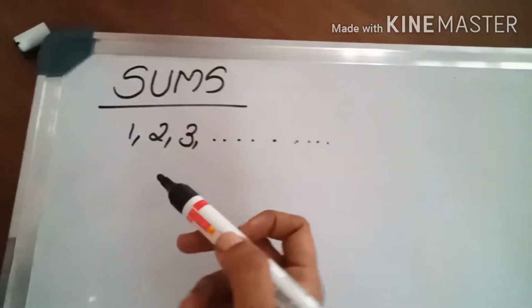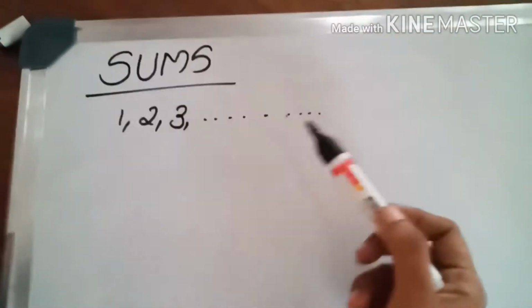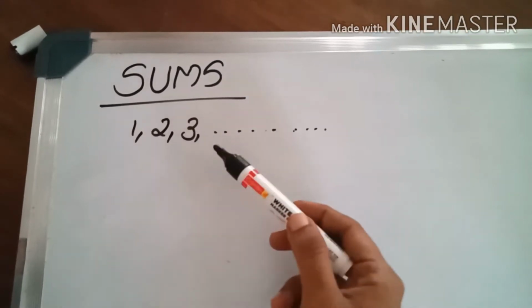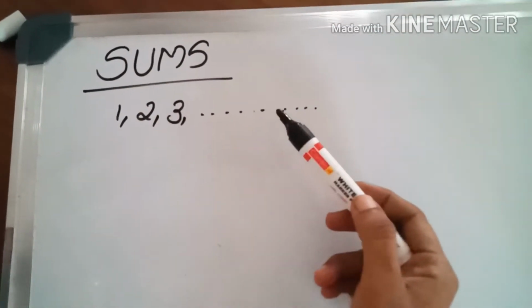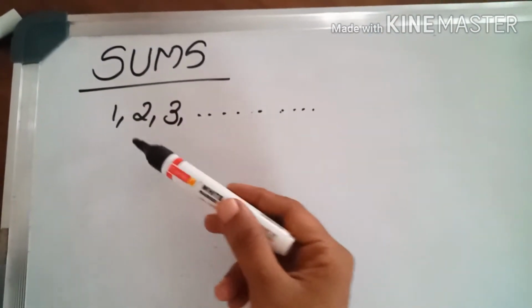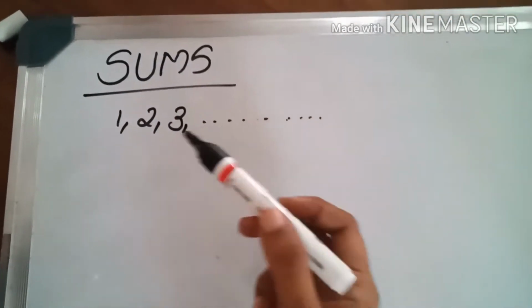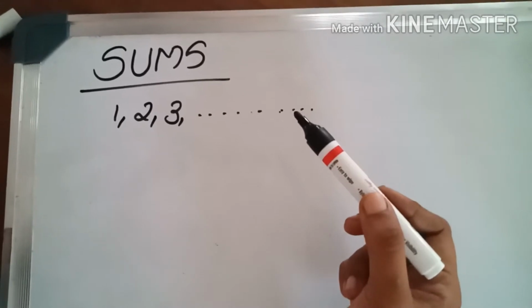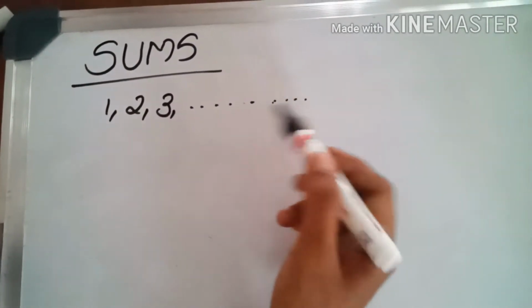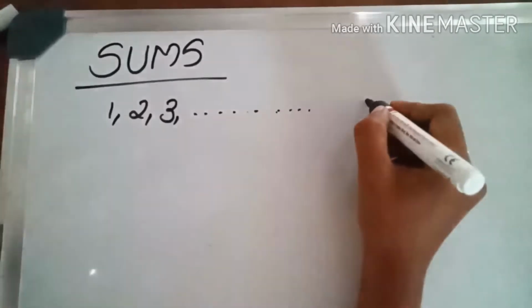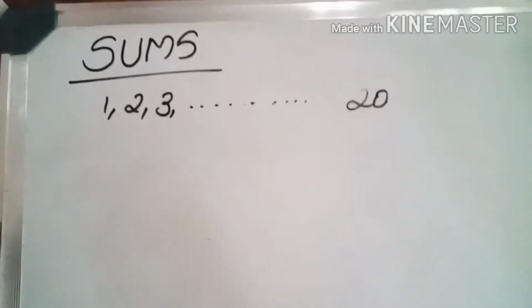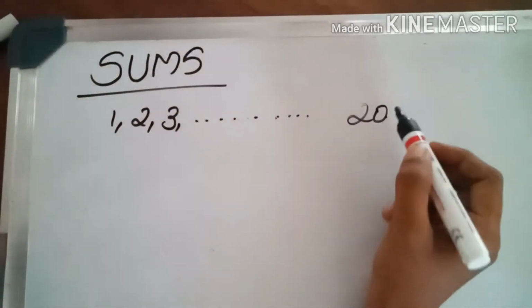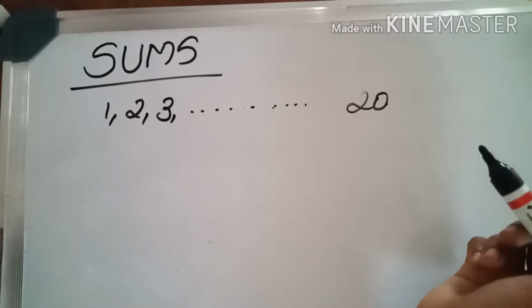Okay. So here, let's consider the natural numbers first. Natural numbers 1, 2, 3, etc. This is also an arithmetic sequence with a common difference 1. Now, to find the sum of the first n natural numbers. For example, we have to find the sum of the first 20 natural numbers.